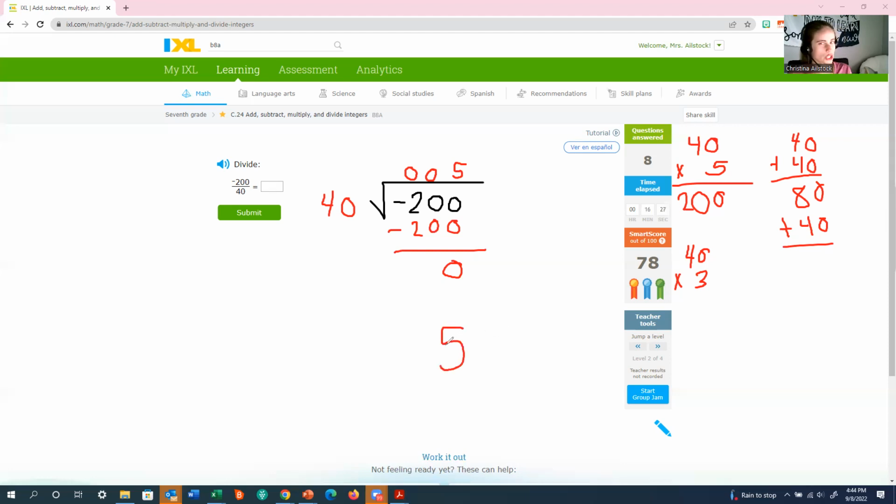But I'm not really good to go because I need to figure out if it's a positive 5 or a negative 5. What do you think? It will be a negative 5 because remember your rules for multiplying and dividing is if they have different signs. We have a negative 200 and a positive 40. If the signs are different, your answer will always be negative.